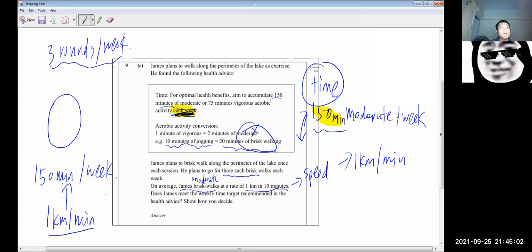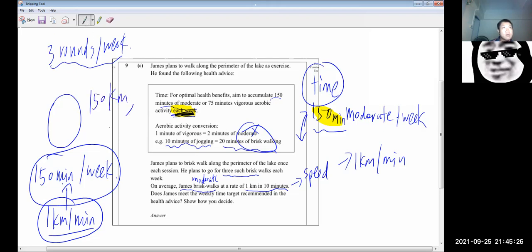Okay. So based on the speed and the required time, what is the total distance the person has to walk in order to meet the 150 minute requirement? 150 kilometers, yes. You're right. So in order to meet the requirement, the person has to do 150 kilometers. Therefore, that is the total distance in a week.